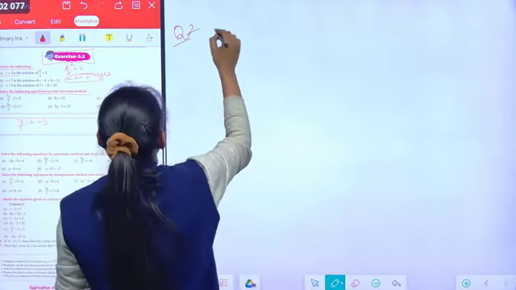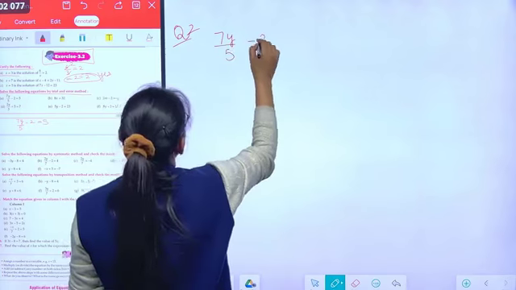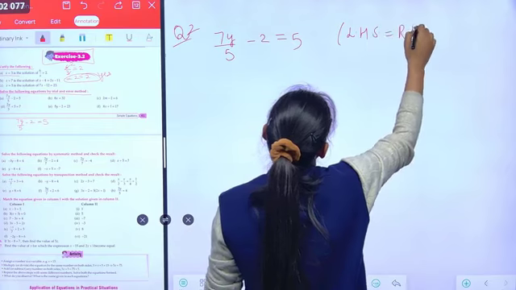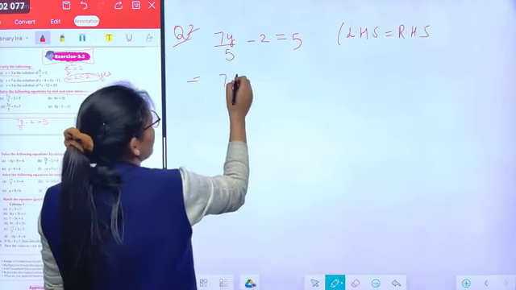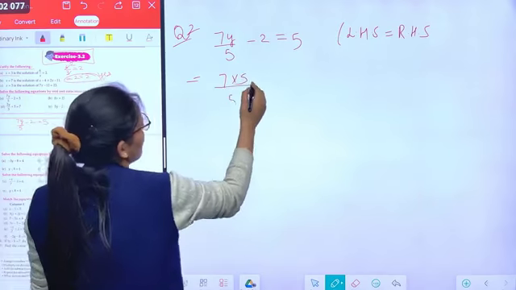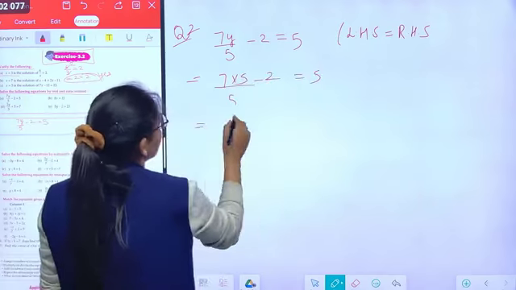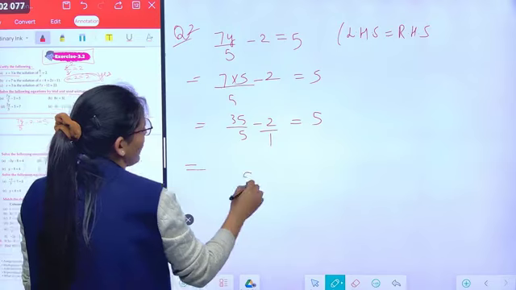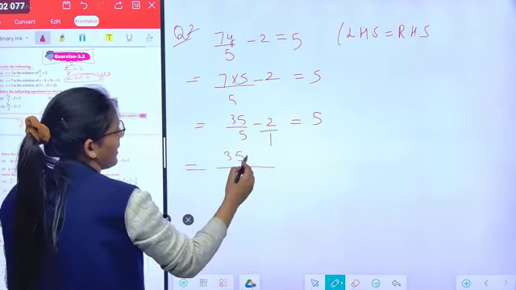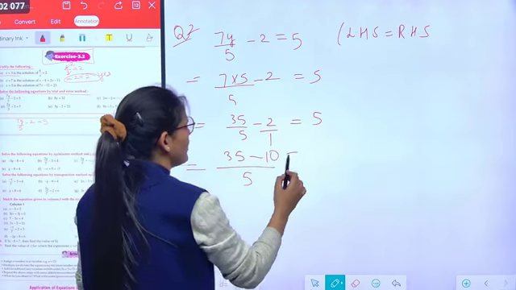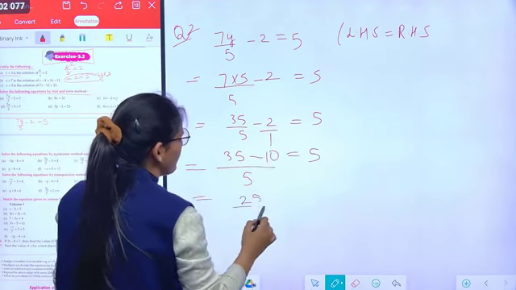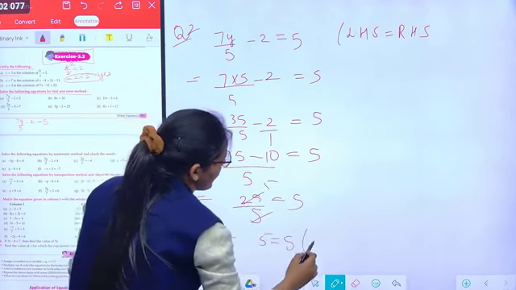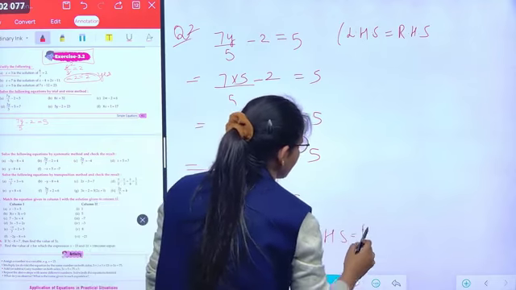Question number 2, class: 7y upon 5 minus 2 is equal to 5. Here, class, we have to make LHS equal to RHS. That is, 7 multiplied by 5, we put 5, class. Minus 2 is equal to 5. Now class, 35 upon 5 minus 2 is equal to 5. Now we will take the LCM. Now class, 35 minus 5 2s are 10 is equal to 5. Now class, 25 upon 5 is equal to 5. So 5 5s are 25. Now class, 5 is equal to 5. LHS is equal to RHS.